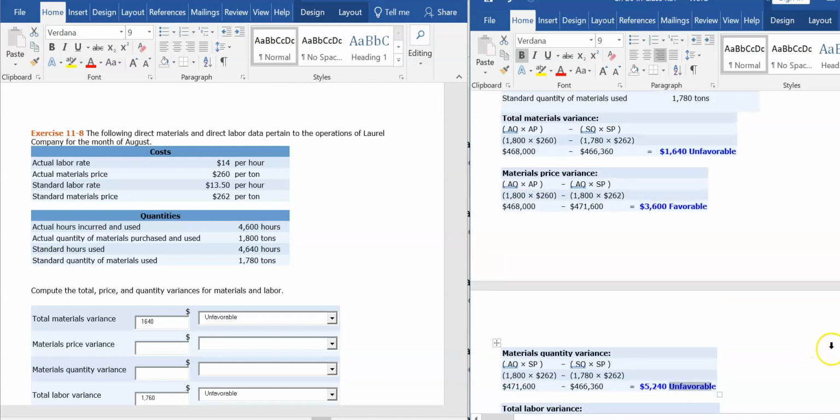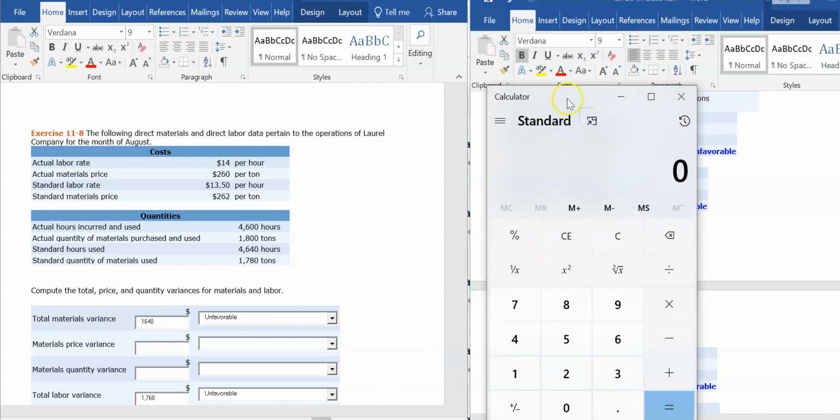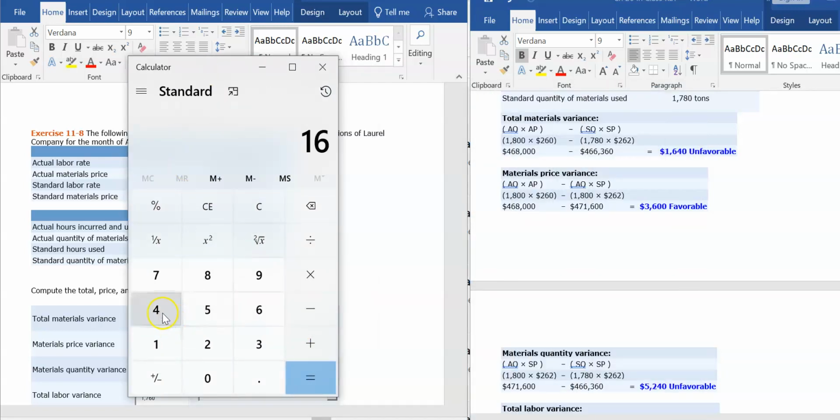It is unfavorable. So look at this total variance for materials up here. We had a total variance of 1640, which was unfavorable. That variance is due to a favorable price variance, where we paid less than what the standards say we should have, but it was offset by that unfavorable quantity variance. We used more than we should have. That gave us an overall unfavorable variance for the materials.